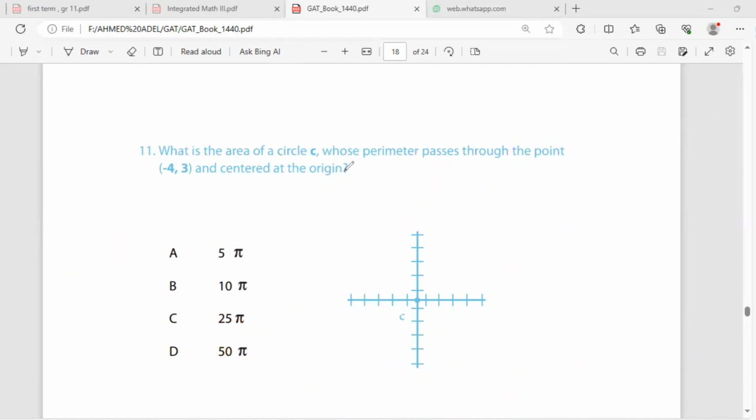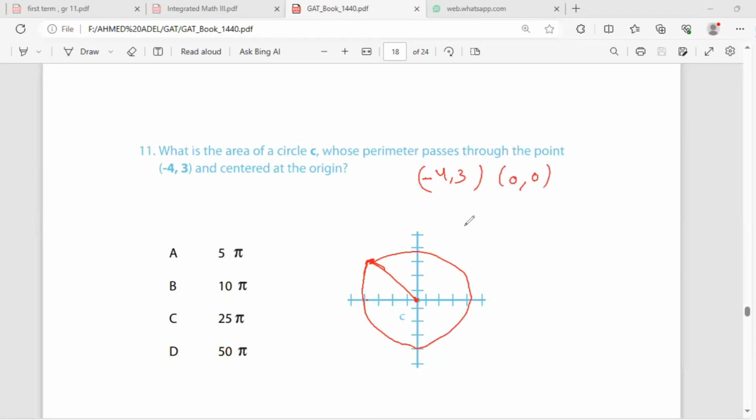What's the area of the circle whose perimeter passes through the point (-4, 3)? Here is -1, -2, -3, -4, and 3. So how do we find the area of this circle that passes through the point (-4, 3)? First of all, you have to find the distance between (-4, 3) and the origin point (0, 0).